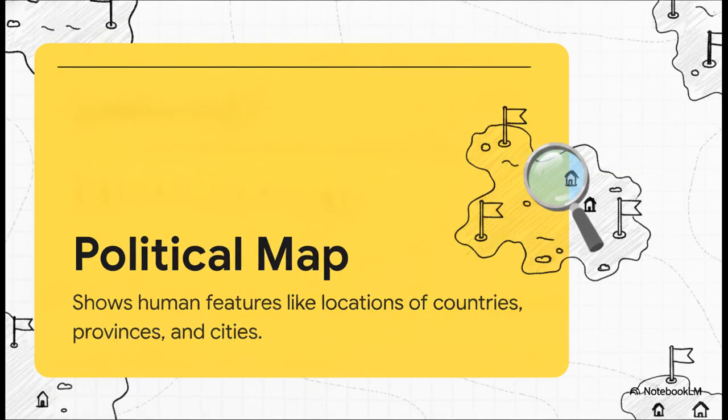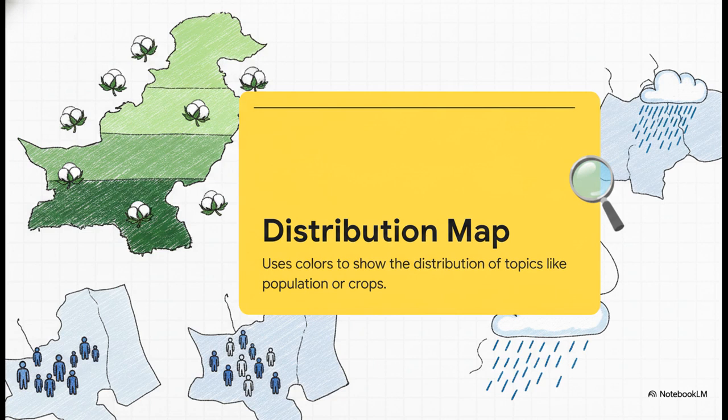Right, next up, we swap our lenses to check out a political map. Political maps are kind of like the labels in a grand treasure hunt. Instead of nature, these maps show us human-made features. They draw the invisible borders between different countries, outline the provinces, and pinpoint the exact locations of cities. Whenever you need to figure out where people live and how we've divided up the land, the political map is absolutely your best friend.